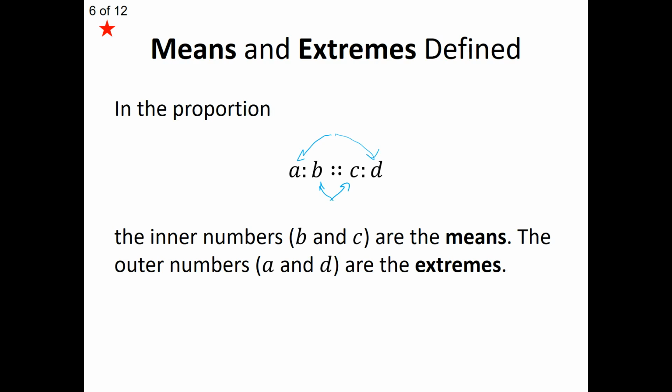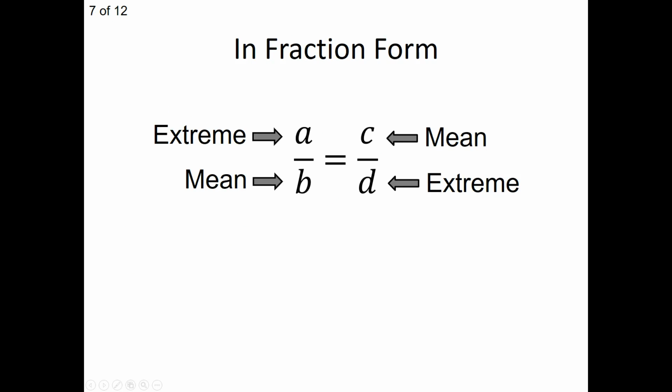Now, there's something special that will happen with these means and extremes. We'll talk about what those are. And you can also see means and extremes in fractional form of a proportion. It's just a little harder to actually see in fraction form. Let's just take a look at what our means and extremes are in fraction form. So in the fraction form, the means and the extremes are still there.